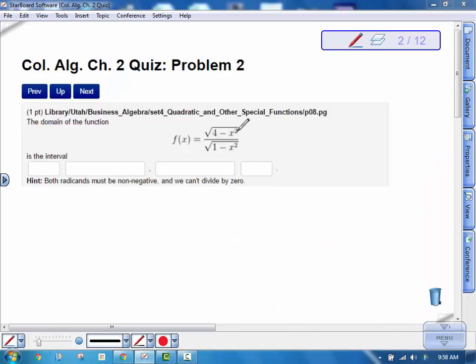Next problem then wants us to find the domain. Now the domain comes from these intervals. I need what's underneath these radicals to be positive. So the bottom has to be greater than 0. I can't have it be equal to 0 because that'd be undefined. And then the other one, 4 minus x squared, can be greater than or equal to 0. So I need to take the most restricted domain of these two.